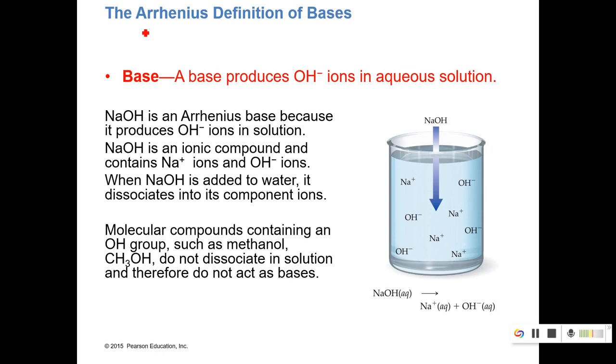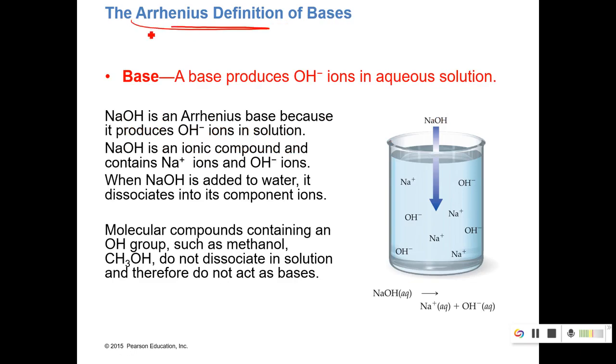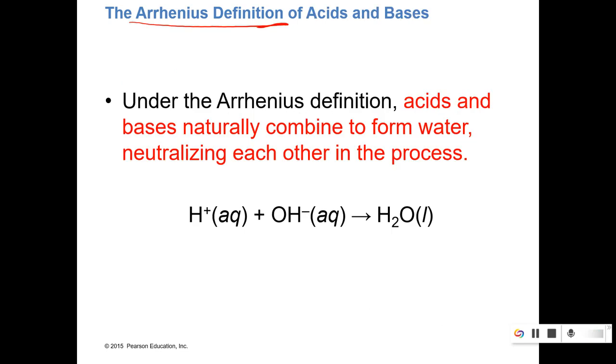All right, so these are Arrhenius bases. So this is still that Arrhenius definition. An Arrhenius base will produce hydroxide ions in solution. Just remember our polyatomic ions don't break when they go into solution. So this sodium hydroxide breaks into sodium ions and hydroxide ions because they're in an aqueous solution. Now under the Arrhenius definition, acids and bases will always combine to form water, so they'll neutralize each other, which we're going to talk about in a few minutes.